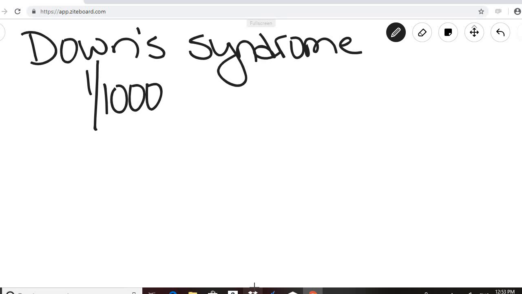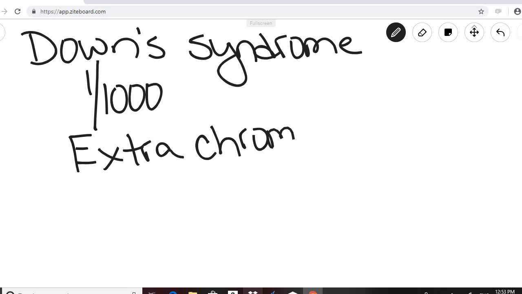And Down syndrome, the trait can be passed from either the father or the mother. So it doesn't just come through the mother. And Down syndrome is caused by an extra chromosome. So the term that is used is trisomy 21.